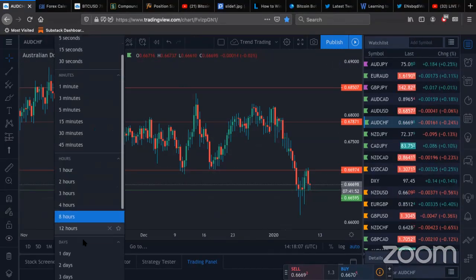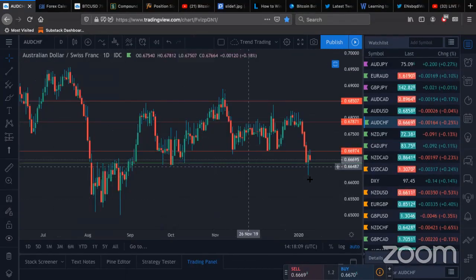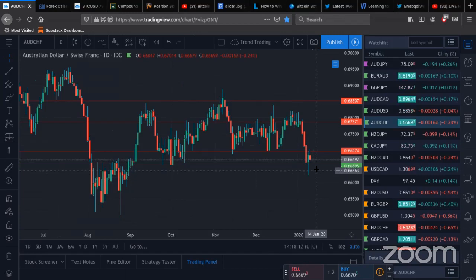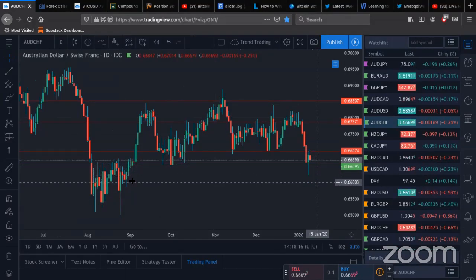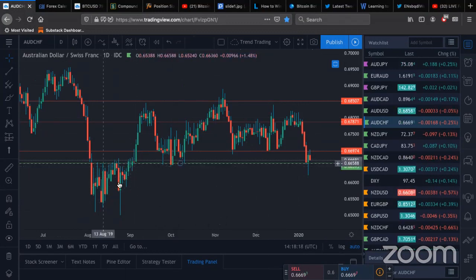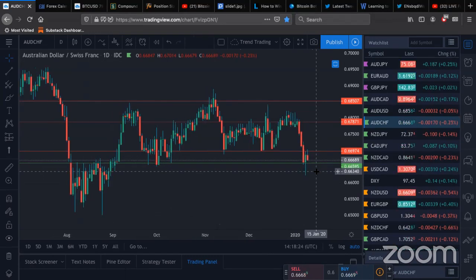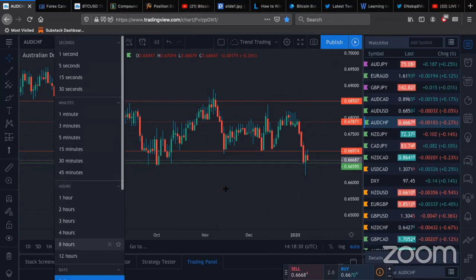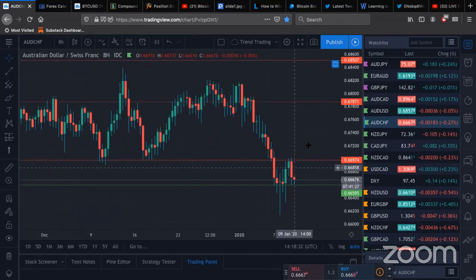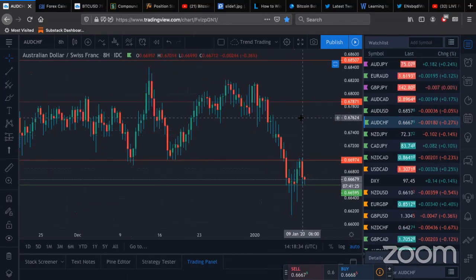Why I look at the 8 hour. There's a lot of supply down here. There's a lot of work to get through over here. To be honest, I don't like this trade. It's not a trade that I would take. I see what you're looking at and where you're doing it. I tend to stay away from the Swiss franc pairs most of the time.